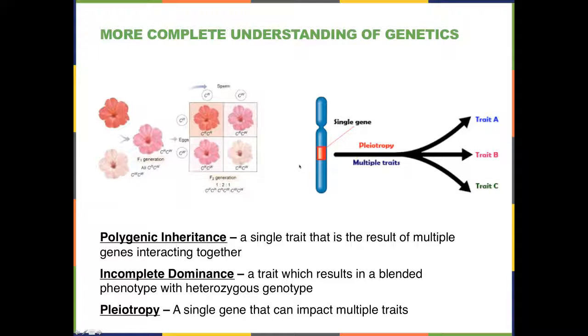The third is over here, and that's called pleiotropy. Pleiotropy is when a single gene impacts multiple traits. So you have a single gene and it impacts more than one trait. So it's kind of the opposite of polygenic inheritance, in which you would have multiple genes impacting a single trait. Here you have a single gene impacting multiple traits.